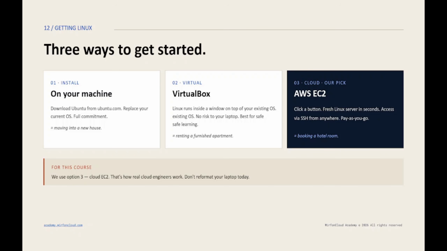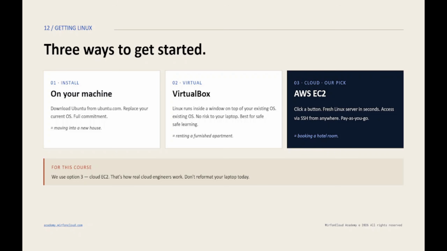You download Ubuntu and replace your current OS. That's full commitment. It is like moving into a new house. Option 2. VirtualBox. You run Linux inside a window on top of your existing operating system. No risk, easy to try, like renting a furnished apartment.